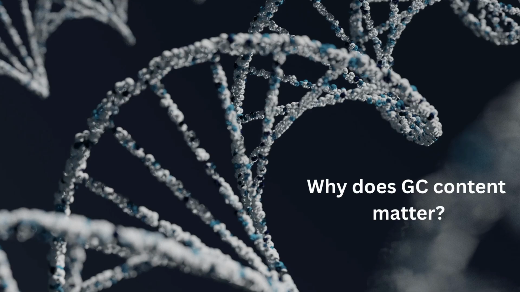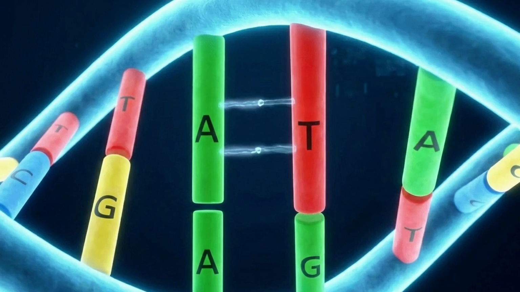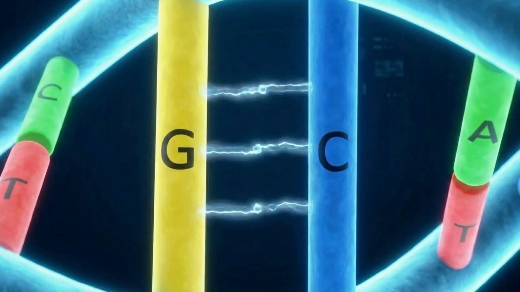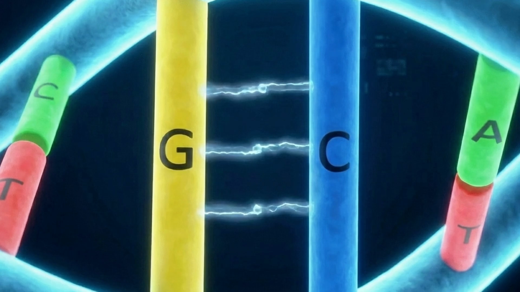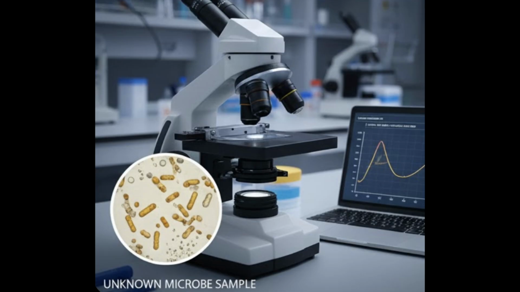Why does GC content matter? The primary reason GC content is discussed in the lab is stability. A and T are connected by two hydrogen bonds. G and C are connected by three hydrogen bonds. Because of that extra bond, GC rich DNA requires more energy, higher temperatures, to melt or separate the two strands. This is a critical factor when scientists design PCR primers or probes. If the GC content is too high or too low, the experiment might fail.